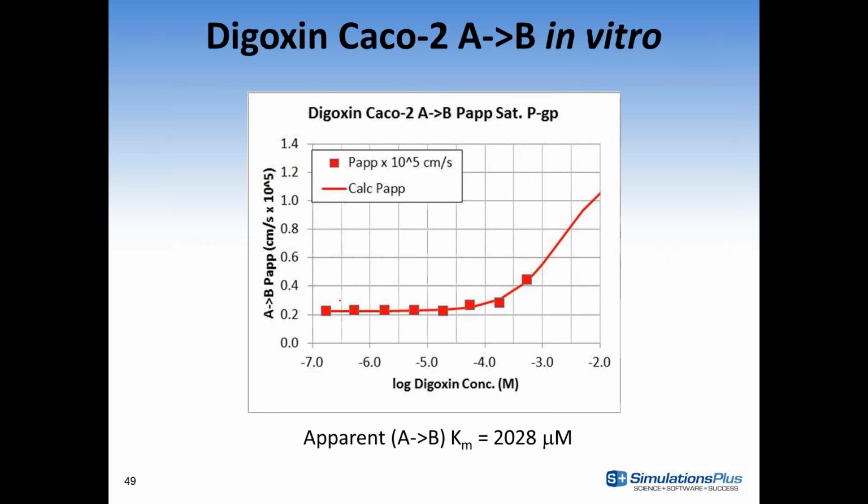If we take a look at the A to B experiment, in this case, just like we've heard before, the secretory versus absorptive process have different apparent permeabilities. And in this case, the Km that's fitted is 2,000 micromolar because it takes a lot higher concentration to saturate when the PGP is actively pushing the drug back out into the apical compartment.